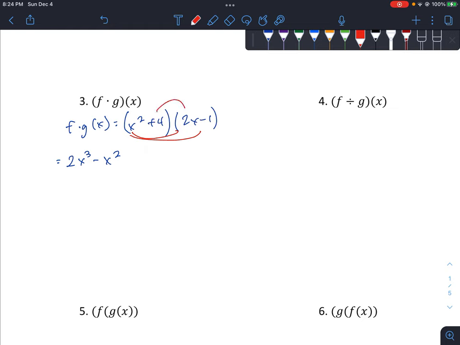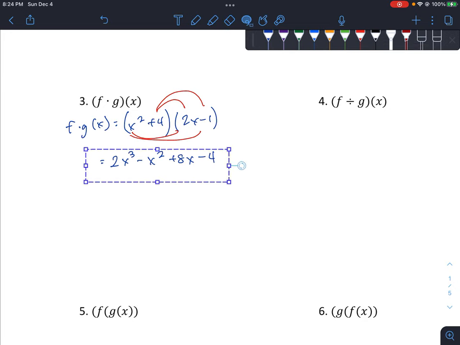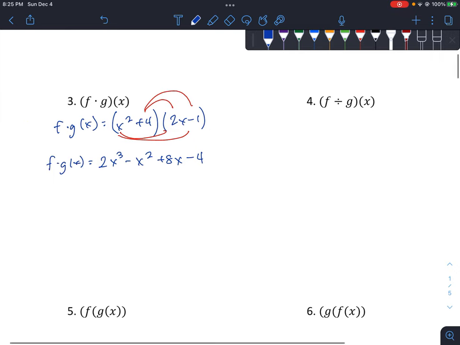Now I'm going to multiply the inner terms and then the last terms. So that's going to be positive 8x and then minus 4. Actually, that's going to be it right there, since there are no like terms. So here's my f times g of x right there.